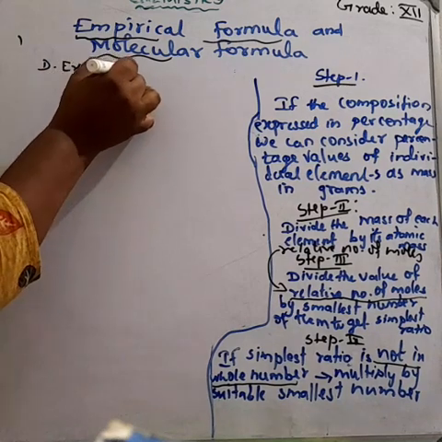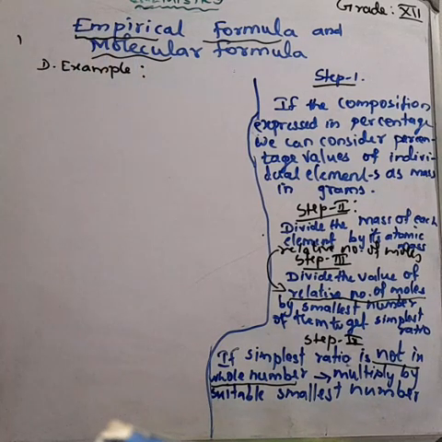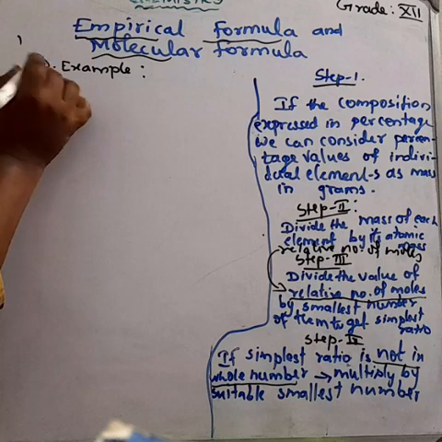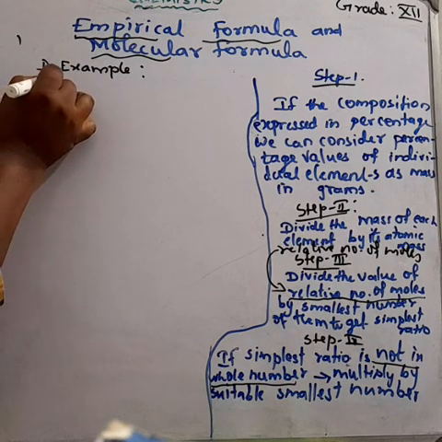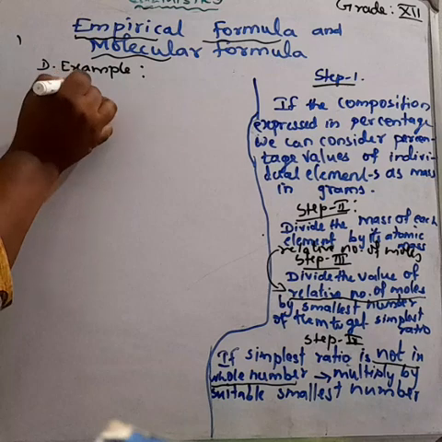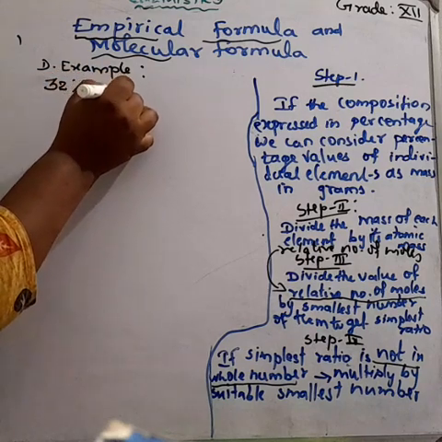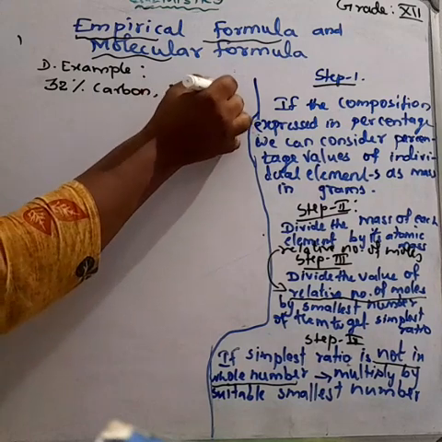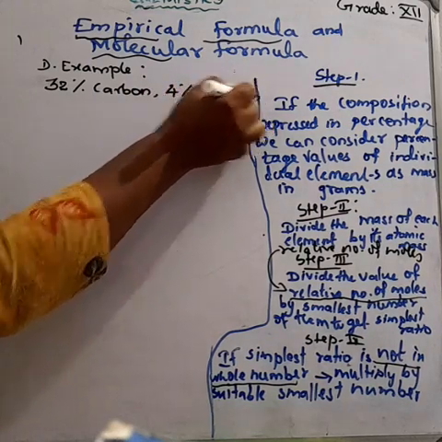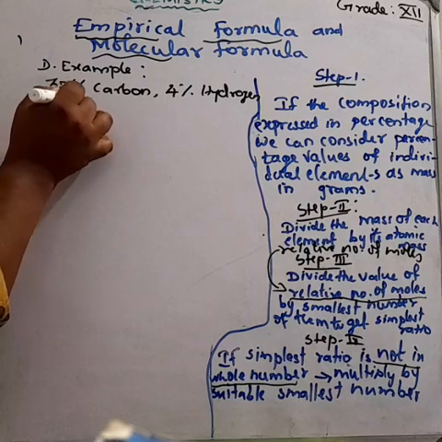Example 1. An acid found in tamarinds on analysis shows the following percentage composition: 32% carbon, 4% hydrogen, 64% oxygen. Find the empirical formula of the compound.